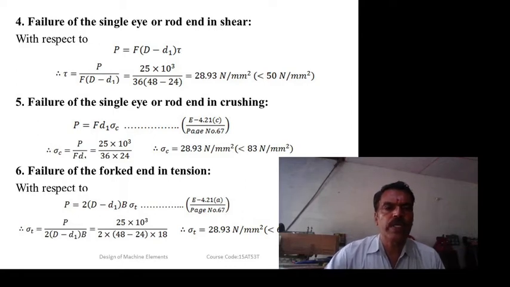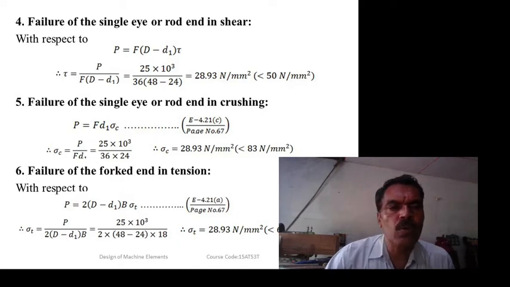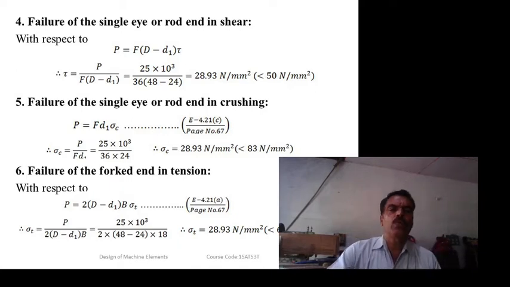Load is equal to area into crushing stress of the single eye, because failure of the single eye or rod end is in crushing. So instead of tau or sigma t, we have to put crushing stress, denoted by sigma c. Therefore area into crushing stress: P is equal to d1 into sigma c.